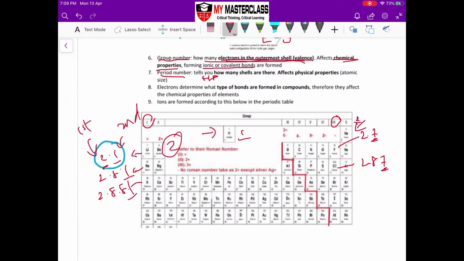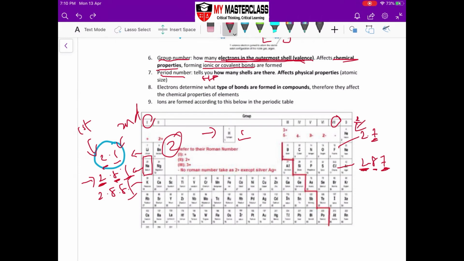Period 3, sodium for example, 2,8,1. First shell, second shell, third shell. Chlorine, still period 3, 2,8,7. First shell, second shell, third shell. So your period 3, all the elements have 3 shells.